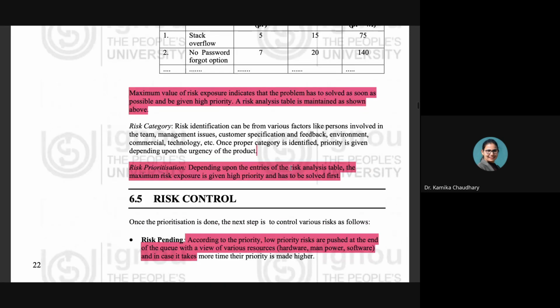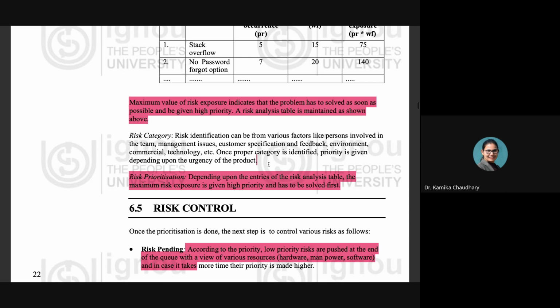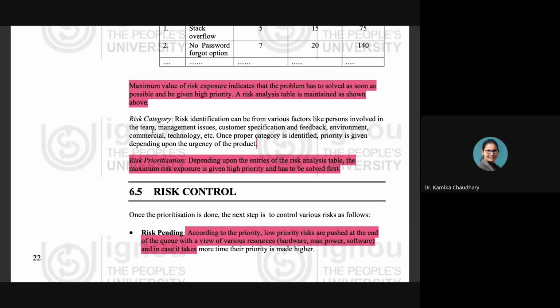Now the second thing which is going to come under the risk detection is the risk category. Now risk identification can be from various factors like the persons involved in the team, management issues, customer specification and feedback, environment, commercial, technology, etc. Once the proper category is identified, priority is given depending on the urgency of the project. Now obviously what is going to happen in the risk category? There is going to be a classification of the risk according to the persons involved and all these important factors that are written over here.